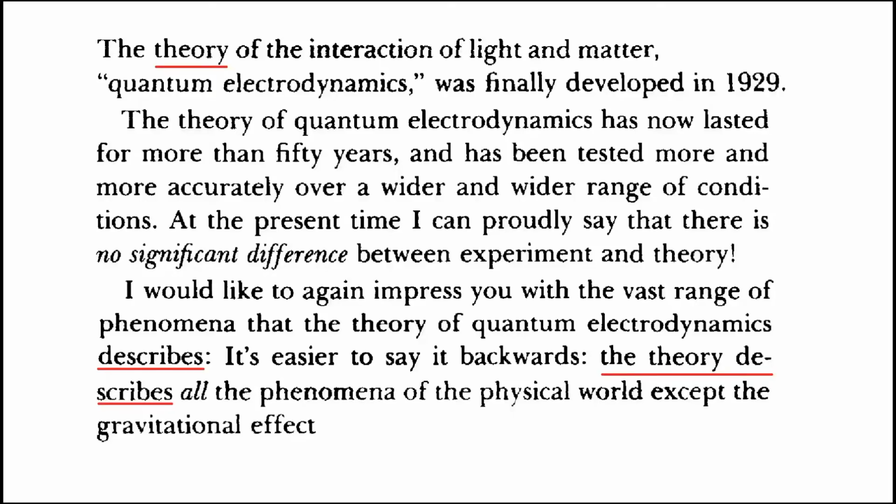Okay, here he continues. He says, the theory of the interaction of light and matter, quantum electrodynamics, was finally developed in 1929. But the problem here is that he goes through this and he says they proved it through experiment and it all matches, great. Then he says, I would like to again impress upon you the vast range of phenomena that the theory, quantum electrodynamics, what? Describes. He's not going to explain. He's going to describe. And he says it's easier to say it backwards. The theory, what?